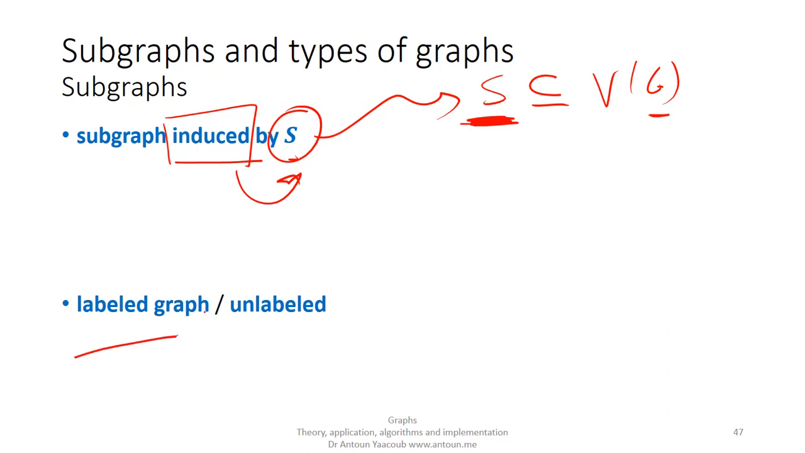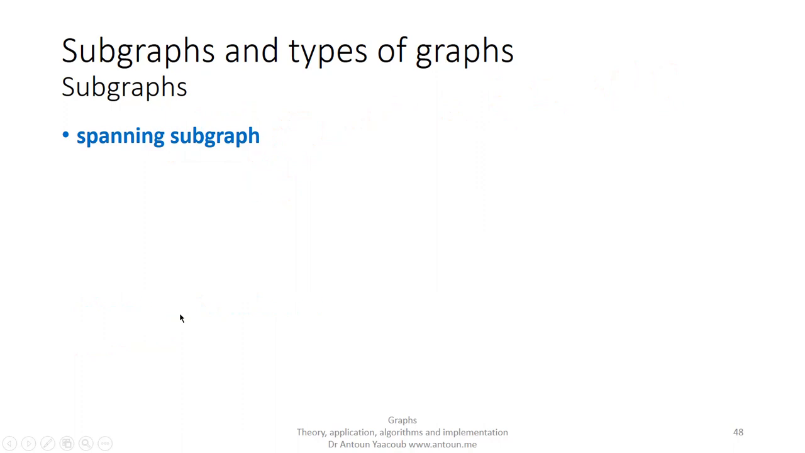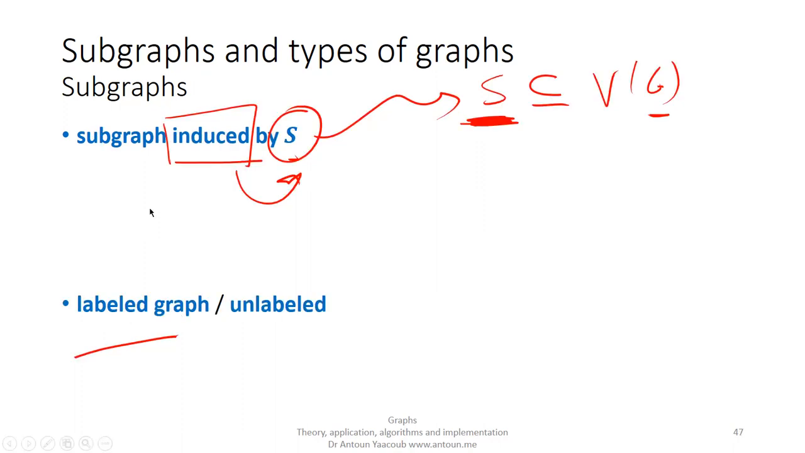So a labeled graph is a graph whose vertices have labels. As we have seen, it has names attached to them. If it's unlabeled, it means it has no labels attached. So what does it mean, spanning a graph? We have seen what induced means. So induced, I will repeat.